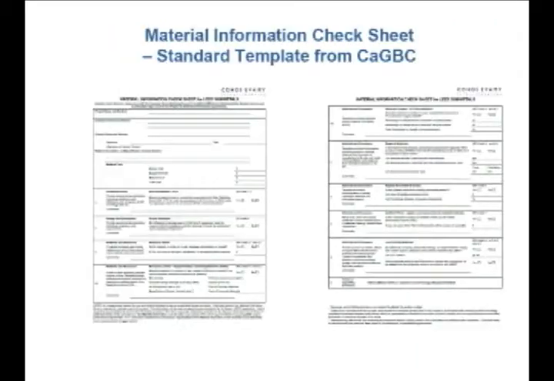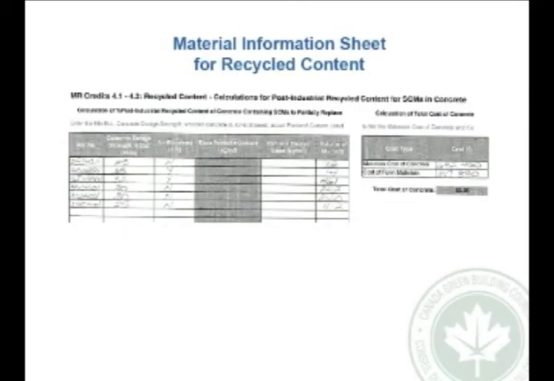As a standard, check sheets are available from the Canadian Green Building Council for these items that I recommend that you follow, or use them as a database to create your own for your firm. Here's a sample of a recycling content sheet. Material information sheet for lead.